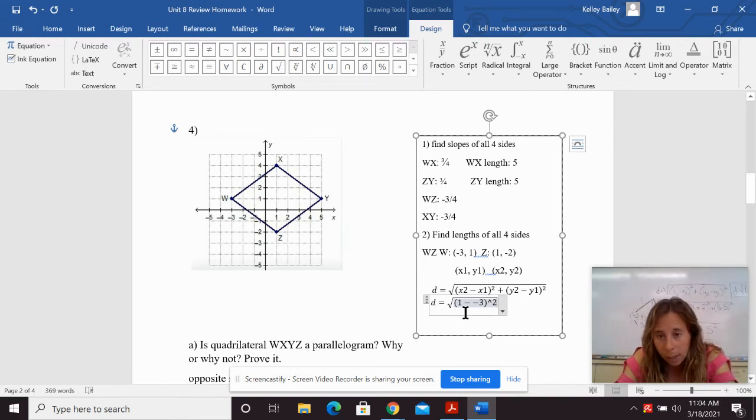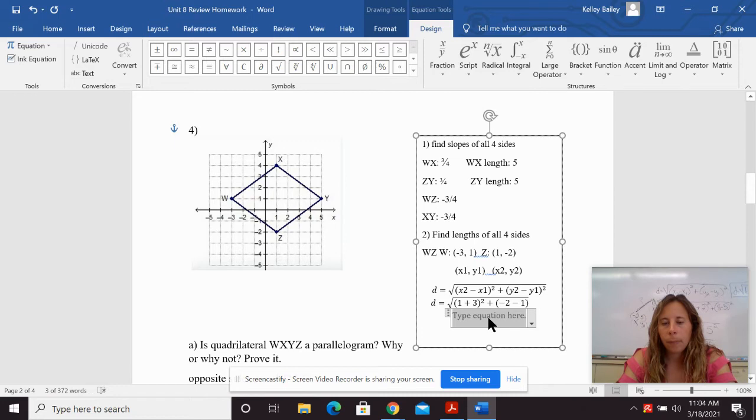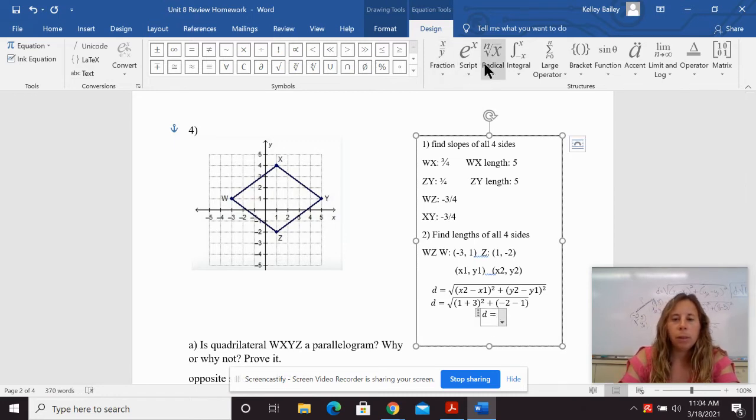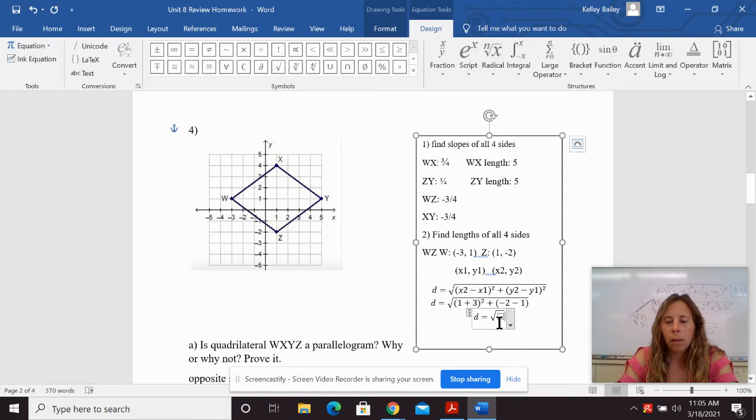Once again, be careful with your signs. 1 minus -3 changes to 1 plus 3, squared, plus y2 minus y1. So y2 is -2 minus 1. Make sure I did that right. That would be x2, so it's 1 plus 3, and -2 minus 1. Okay, sweet. Equals brilliant. Okay, 1 plus 3 is 4.